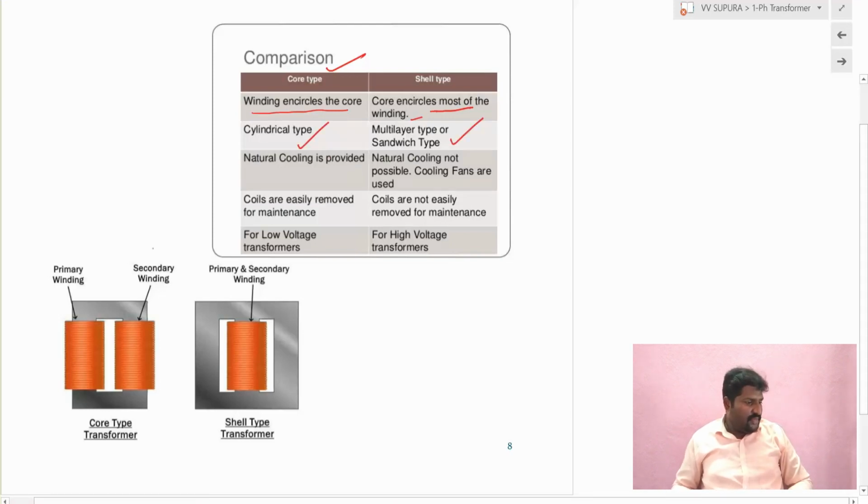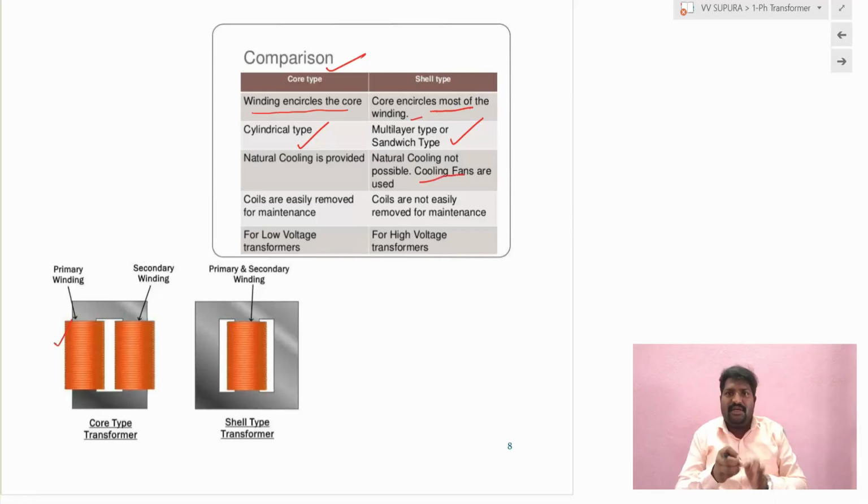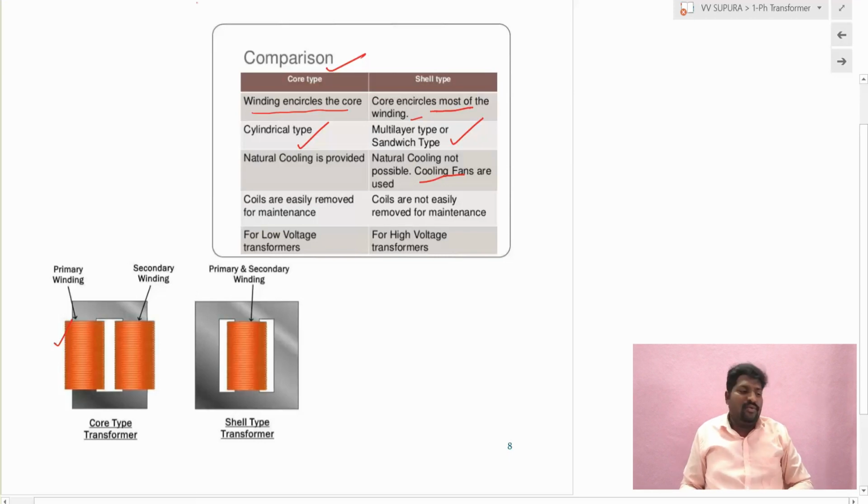If you see here, the core type transformer is like a cylinder type. In the shell type, the windings are enclosed by the core. That's why there is no natural cooling process for shell type transformers. We have to provide external cooling. In the core type, the coils are easily removed and easy for maintenance. So when the coils are very easy to remove for maintenance purposes, core type transformers are very useful. Maintenance in the shell type transformer is difficult.